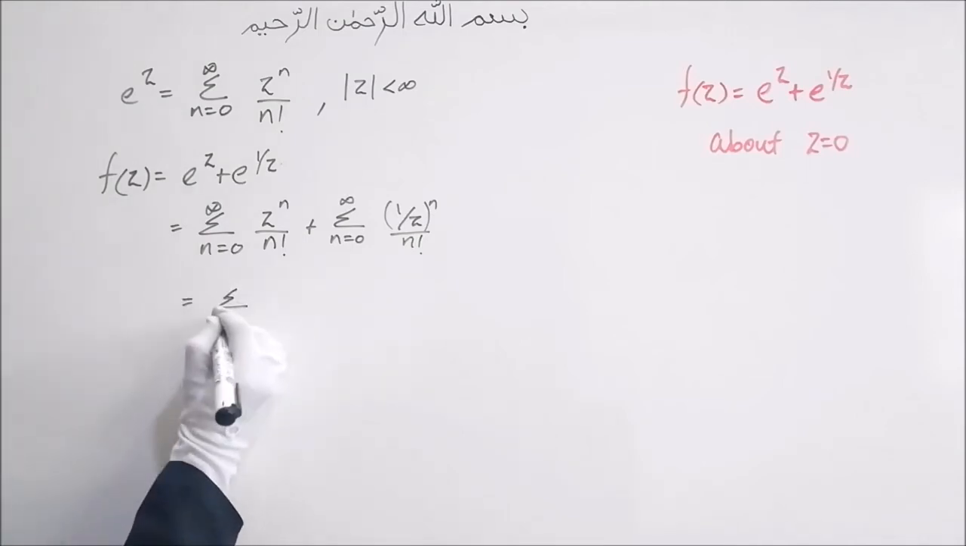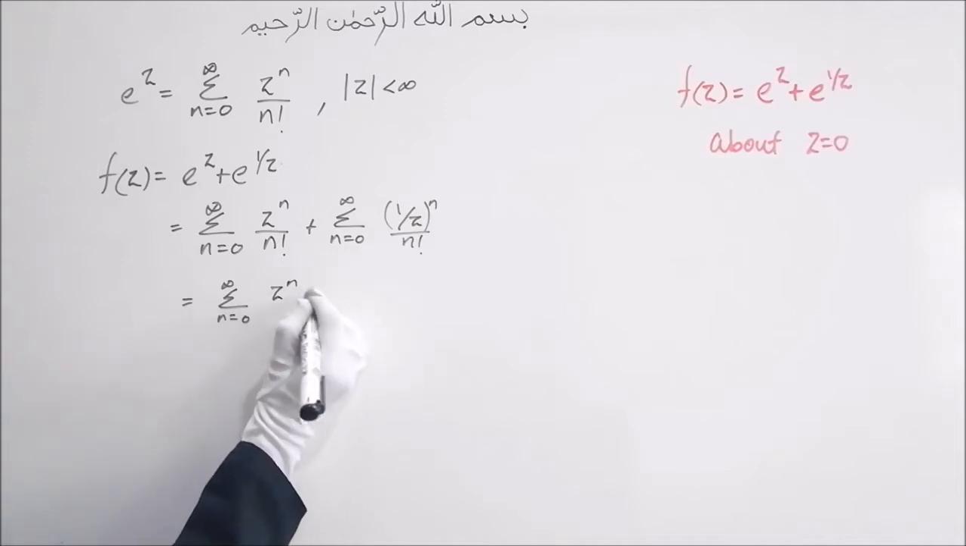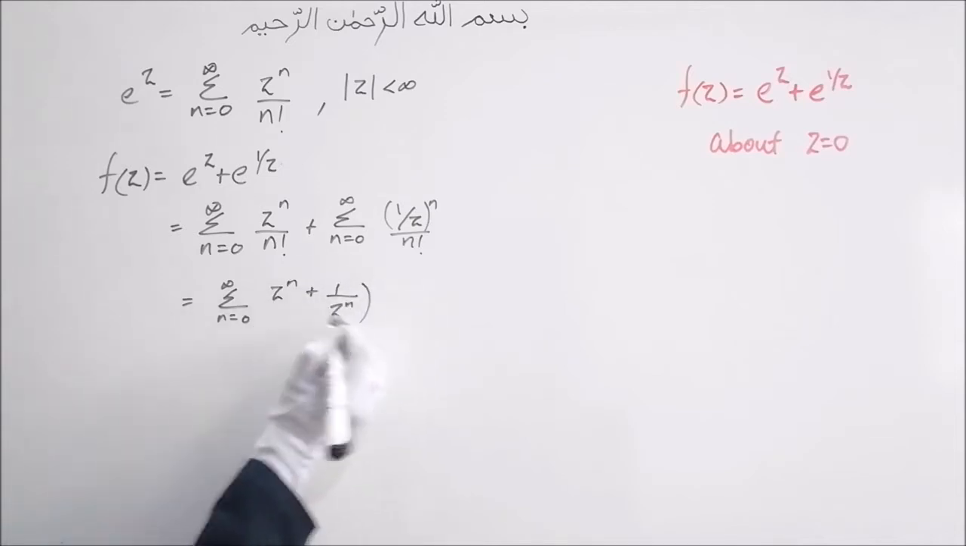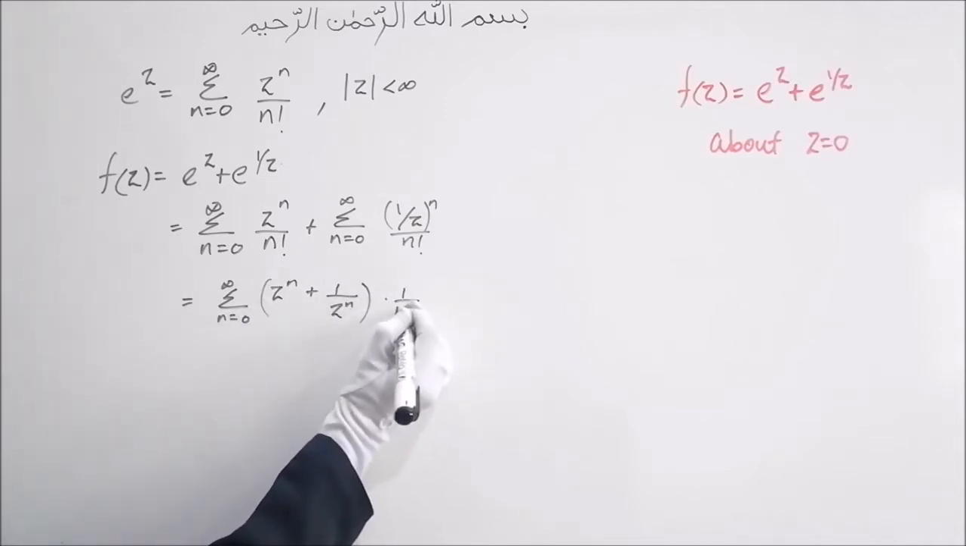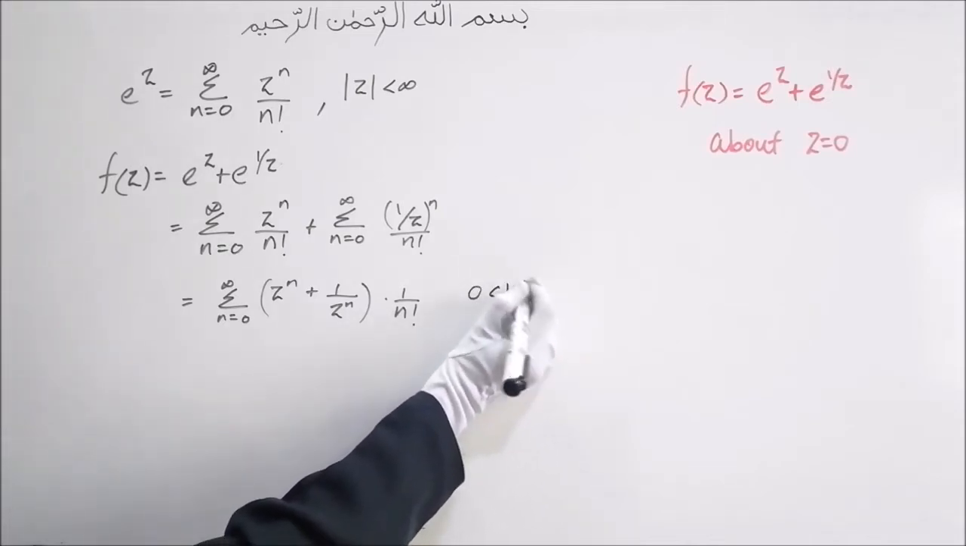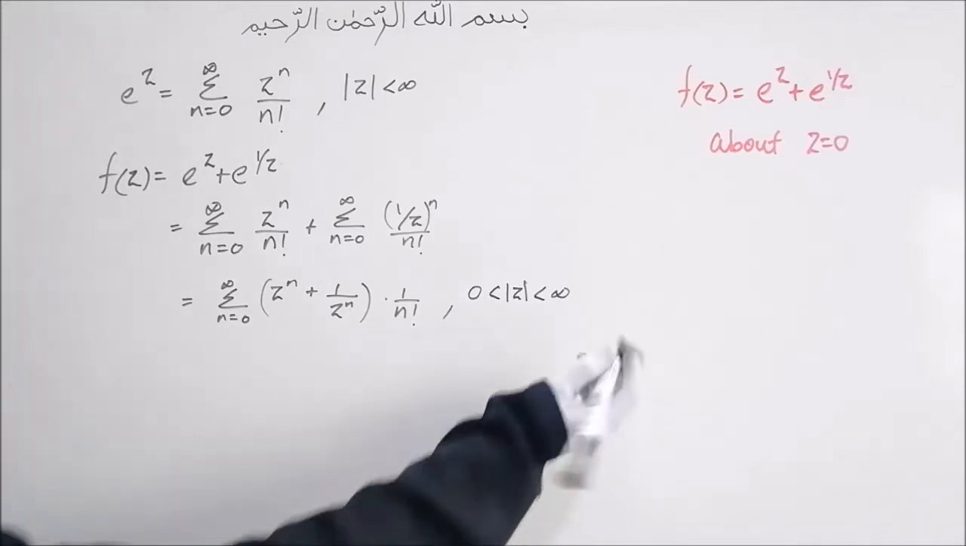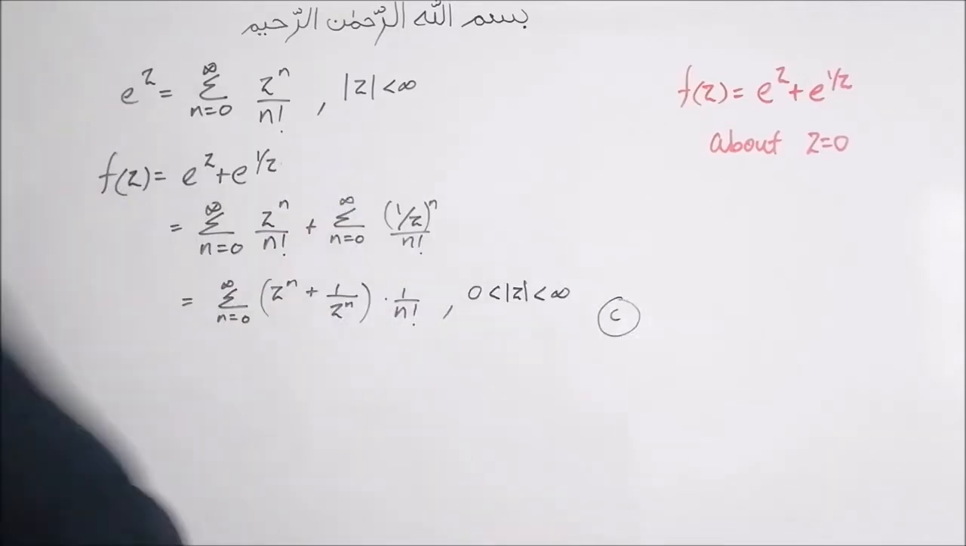This I can write as summation n equals 0 to infinity of z raised to n plus 1 by z raised to n, into 1 by n factorial. This is valid for 0 less than mod of z less than infinity. So this is our answer, option C.